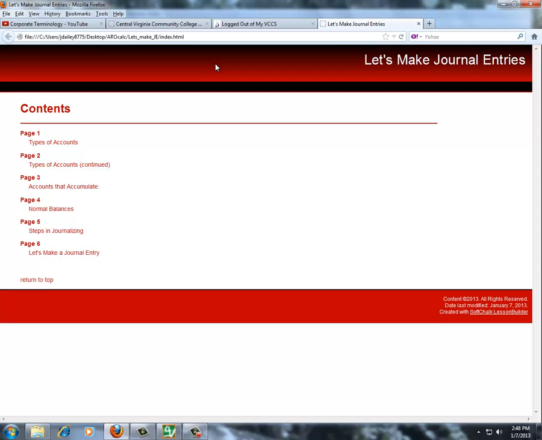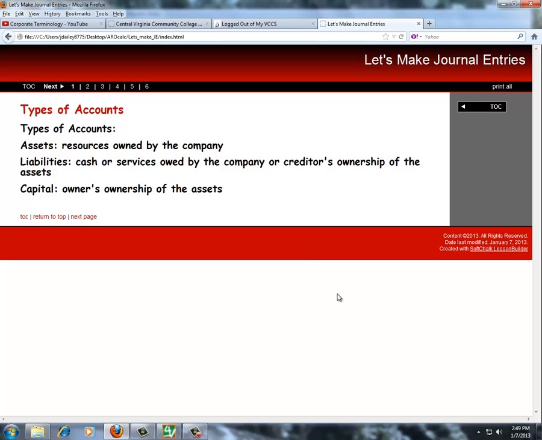We're going to learn today how to make journal entries, and the first thing we're going to look at is determining what accounts to use and then how to determine whether to debit or credit those accounts throughout the year. The first slide is going to be dealing with the types of accounts.